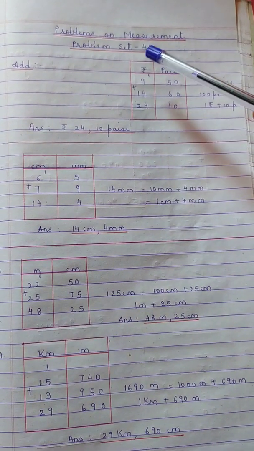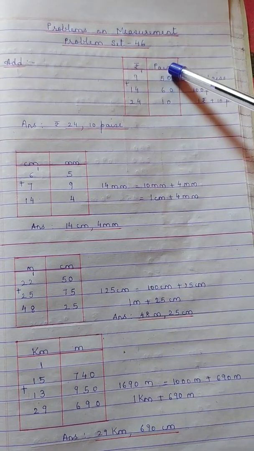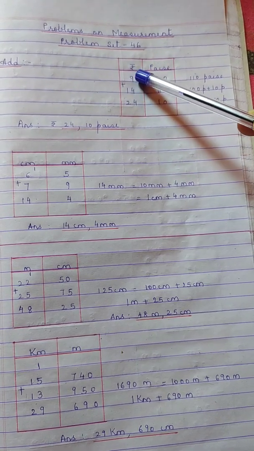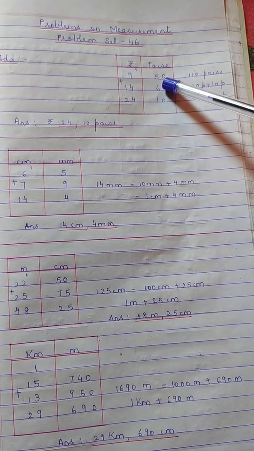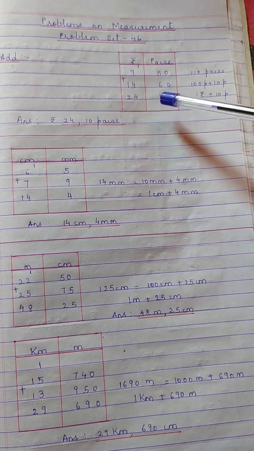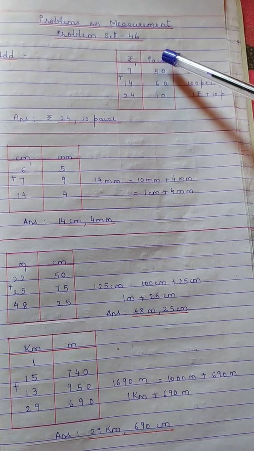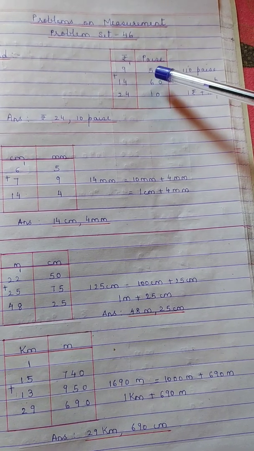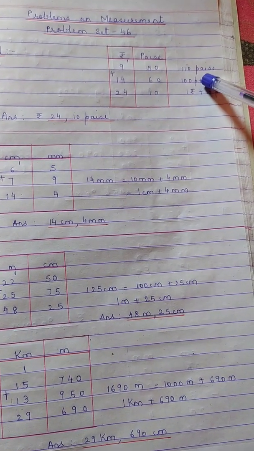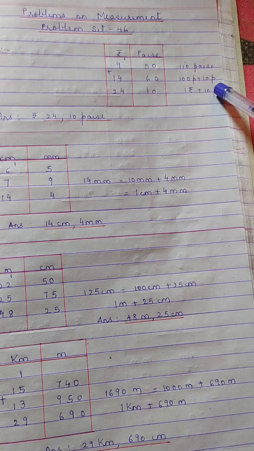So now what we do, we make two columns, rupee and paise. Rupees we write it under this, 9 rupees 50 paise plus 14 rupees 60 paise. To add it, we add 50 plus 60, we add like terms. So when you add 50 plus 60, you get 110, which is 100 paise plus 10 paise.